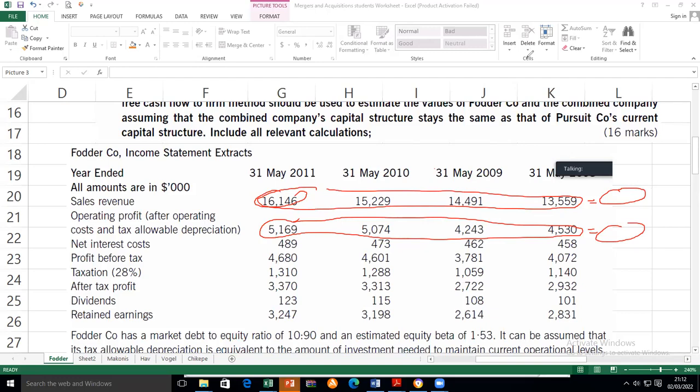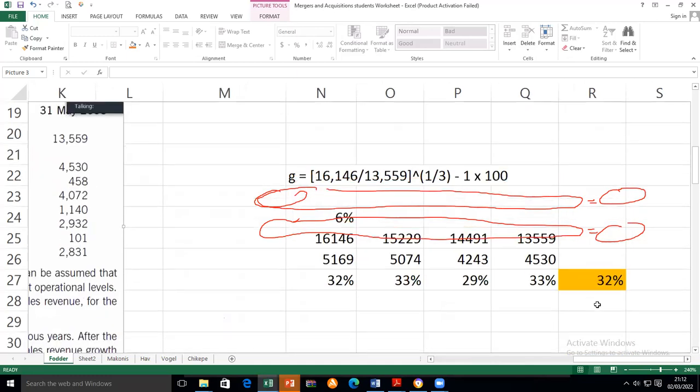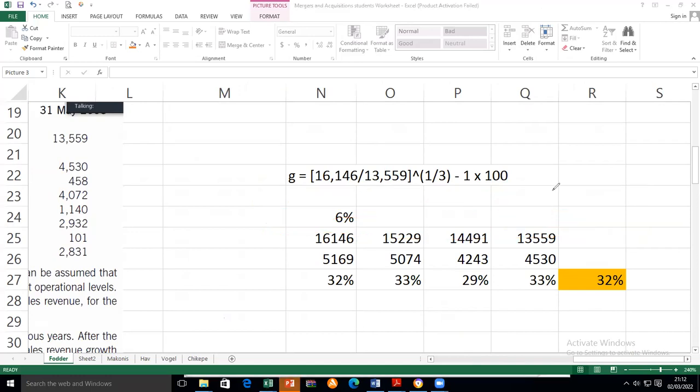So with that in mind now, let us see what answers we get. Mine gives me an average of 32%. When I check these figures, that one, that one, that one, and that one, I get an average of 32%.